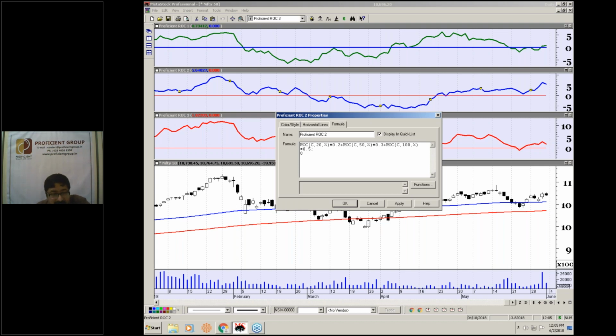This actually means that we are giving the greatest weightage to the longer-term ROC. The 50% weightage is given to the longer-term ROC. 30% weightage is given to the intermediate ROC, right? And only 20% weightage is given to the short-term ROC. And this is the KST, right? This is the KST. So right now I am changing the name of this formula to KST. This is the KST indicator.